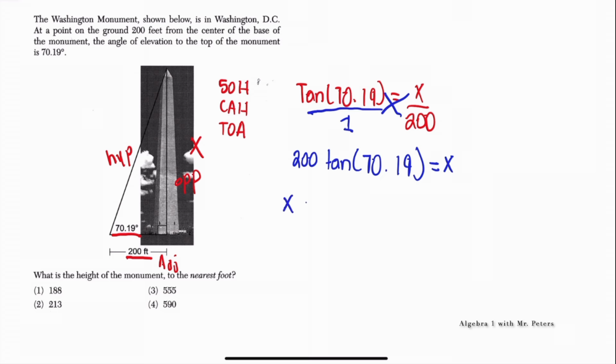So when we simplify, we're going to get x is equal to 555.217 feet. And when we look at this answer and our answer choices, and they want us to round to the nearest foot, that means our answer choice is going to be number 3.